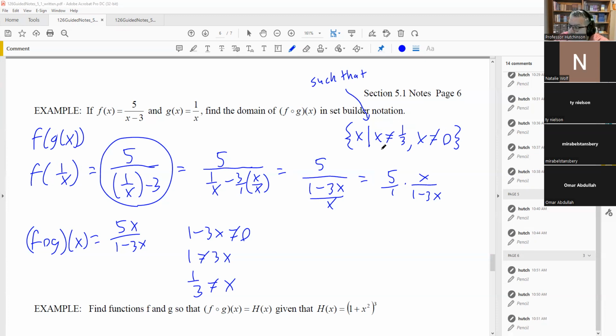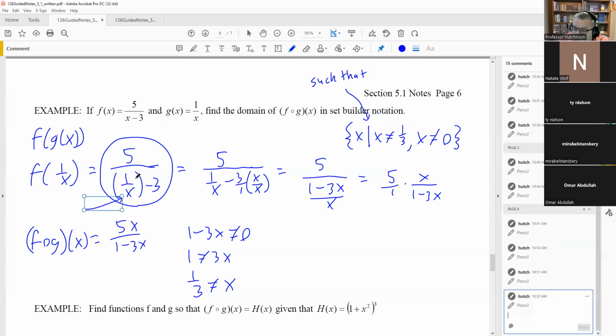Now, this one says set builder notation. I'm also going to show you that in interval notation too. X is not equal to 0, it says in the chat, because of this x right here. If you put a 0 in this stage, you're going to get division by 0. That's why x cannot equal 0. You have to look at the first fraction that you do. If you put a 0 in there for x, you get division by 0 in that first step. So that's why 0 is also not included there.